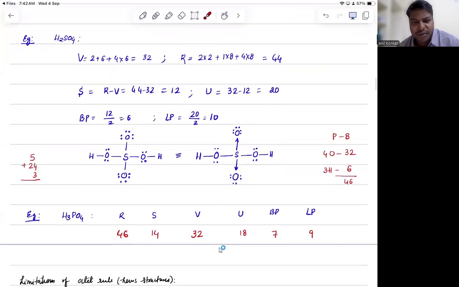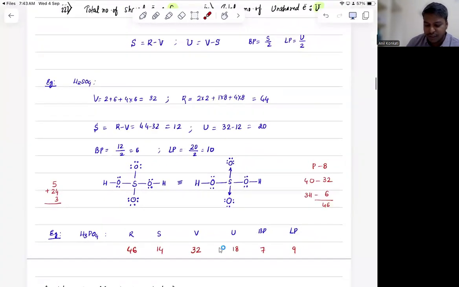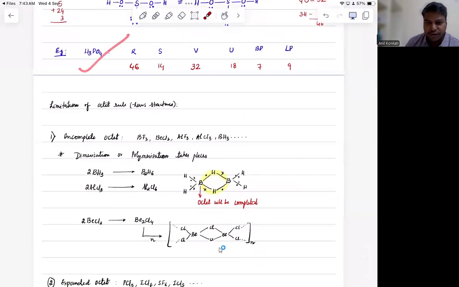So the total maximum number of bond pairs I can put is 6. So you can see 1, 2, 3, 4, 5, 6. 6 bond pairs I keep. And how many lone pairs can I keep? 20 electrons, so that the octet is complete. So you can see 1, 2, 3, 4, 5, 6, 7, 8, 9, 10. So the octet is complete in all of them. Once you write this structure, then you can represent them in dative bonds. I hope all of you understood the mathematical technique of writing Lewis structures. Same logic goes for H3PO4.